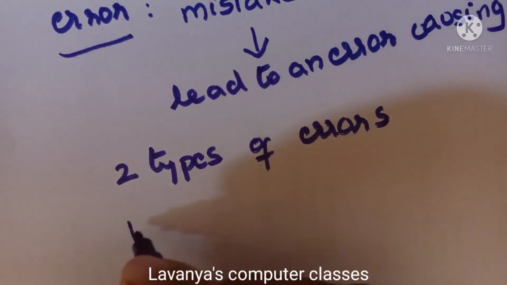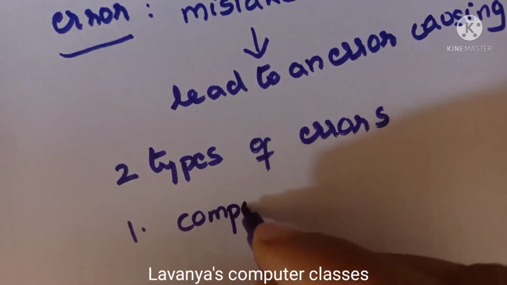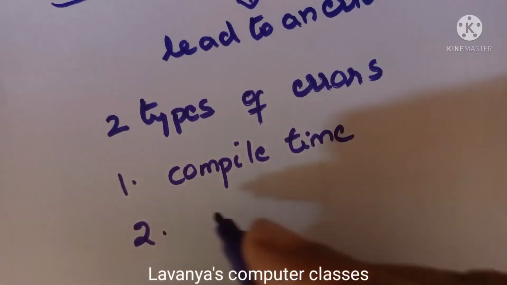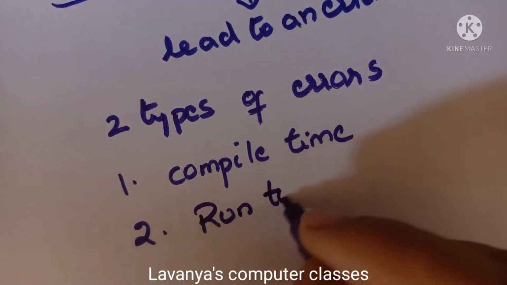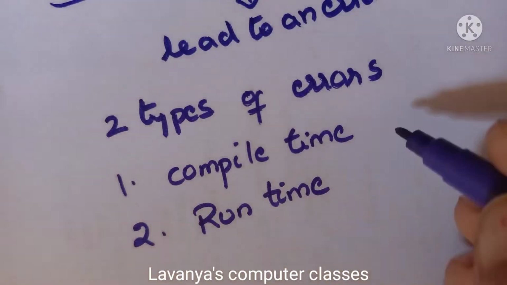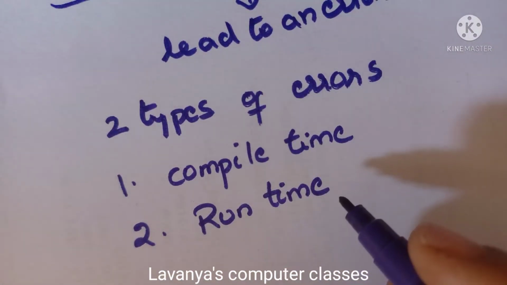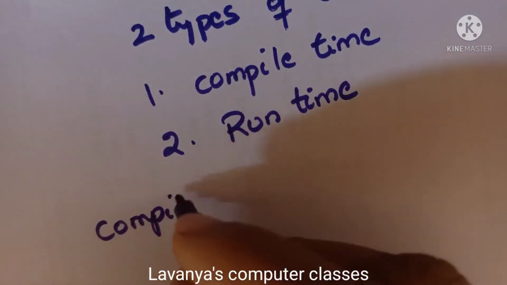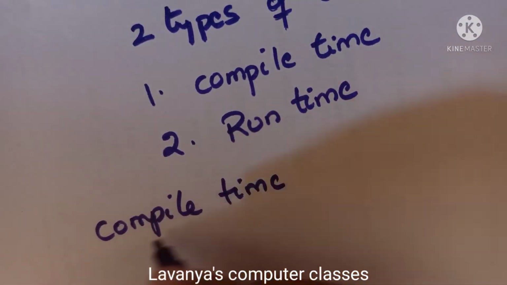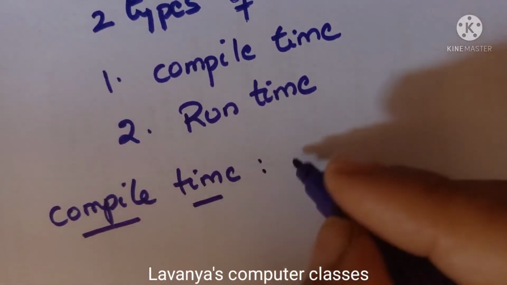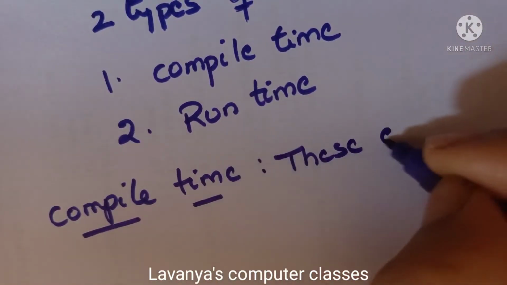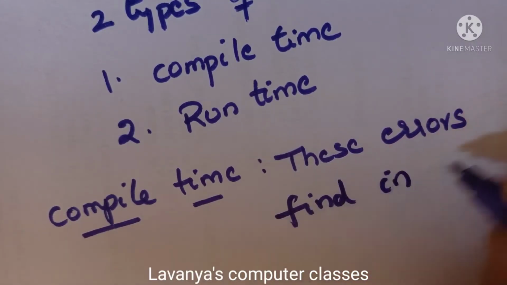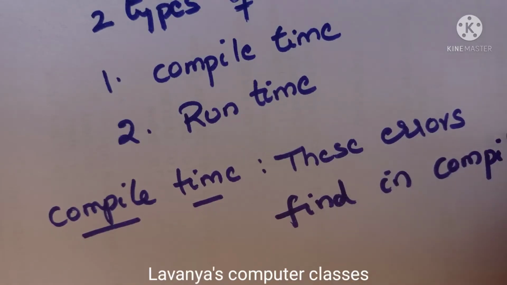There are two types of errors. The first one is the compile time error and the second one is the runtime error. First I will explain what a compile time error is. Compile time errors are found at the time of compilation only. In the name itself it is there, compile time. These errors are found at the time of compilation.